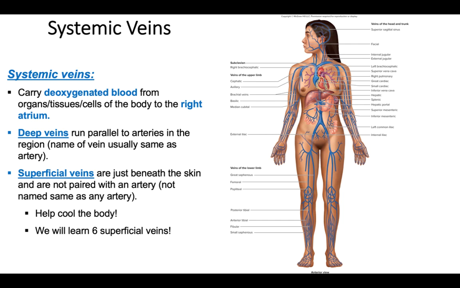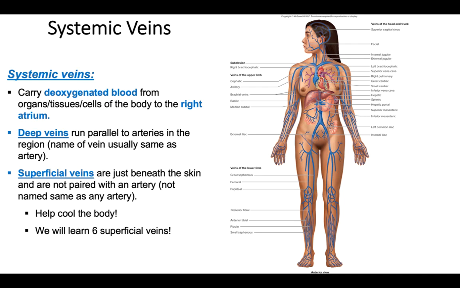As far as blood flow, they do the same. Their job is to bring blood back to the right atrium, but they have an additional function in helping to cool the body. So if you can run more blood just beneath the skin, you can remove more heat from that blood. So a lot of times when we are very hot, these superficial veins will dilate so we can send more blood just beneath the skin.